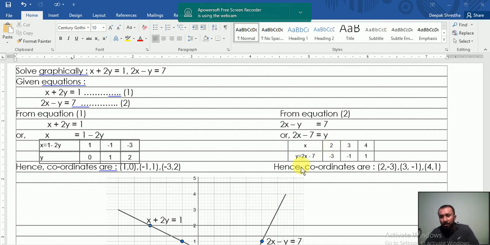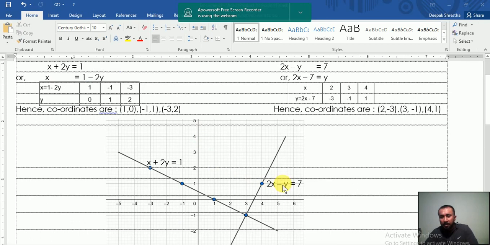If I put 2 here, then 2 2s are 4, and 4 minus 7 gives minus 3. If I put 3, then 2 3s are 6, and 6 minus 7 gives minus 1. And if I put 4, then 2 4s are 8, minus 7, that is 1. So the coordinates are (2, minus 3), (3, minus 1), and (4, 1).